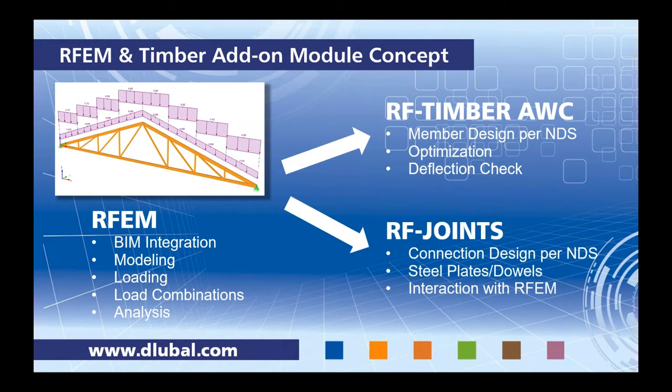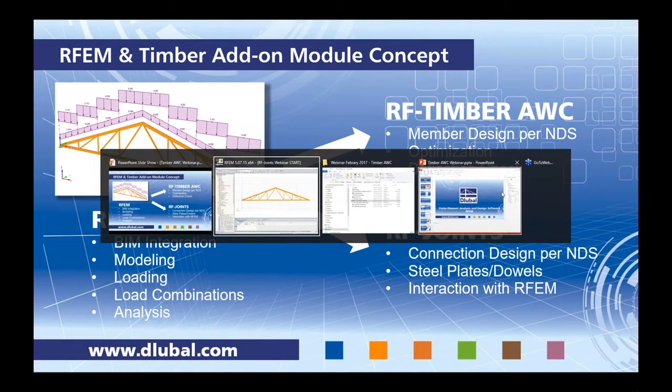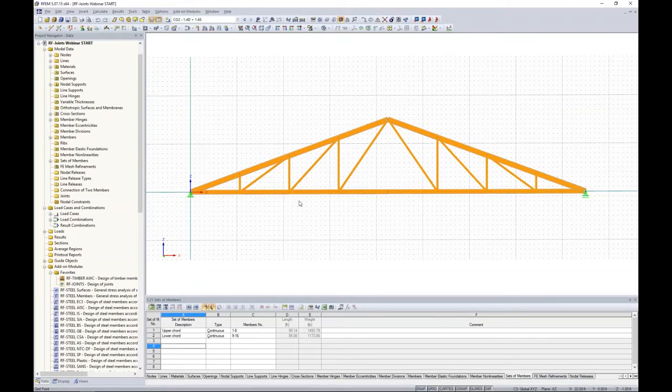The other add-on module, RF-JOINTS, as I mentioned, a new feature was added for the NDS code, both again ASD and LRFD for connection design. It's utilizing steel plates and dowels. And again, I'll show you the interaction that the add-on module can have with RFEM in regards to the actual stiffness properties of a connection and how that affects our internal forces. So with that said, we can jump directly into the RFEM model.